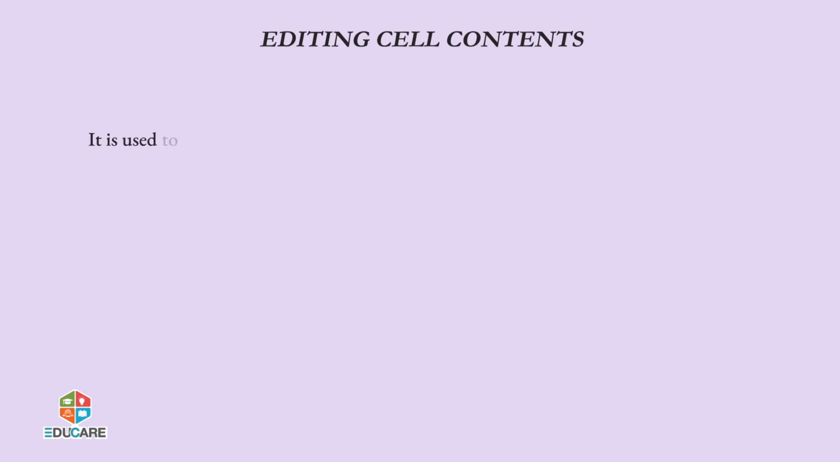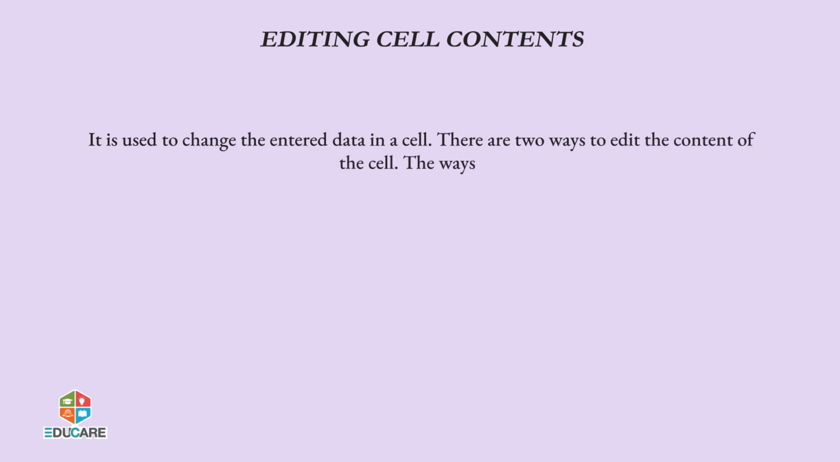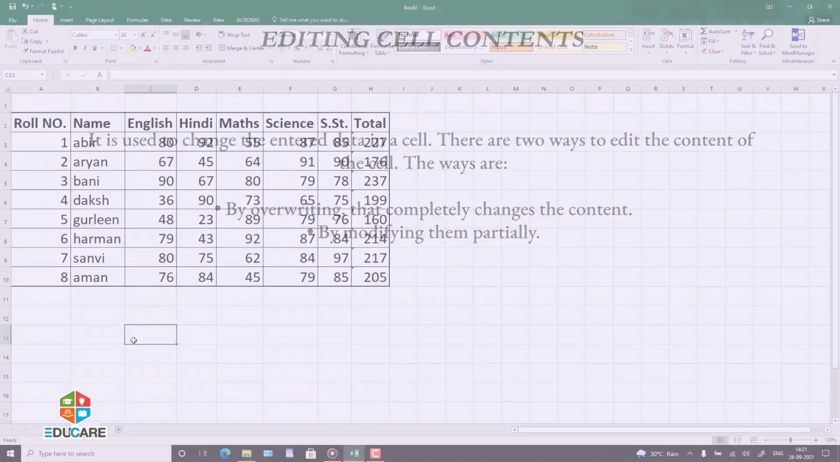Editing cell contents. It is used to change the entered data in a cell. There are two ways to edit the content of a cell. The ways are by overwriting, which completely changes the content, or by modifying it partially.